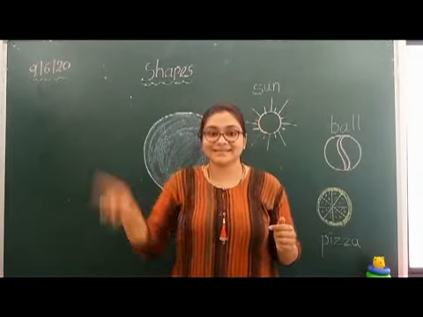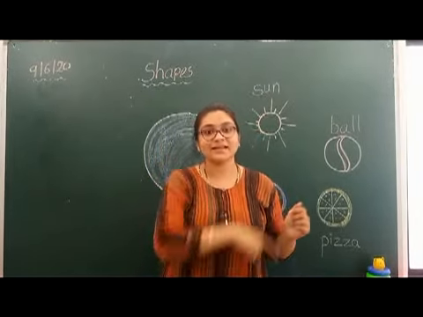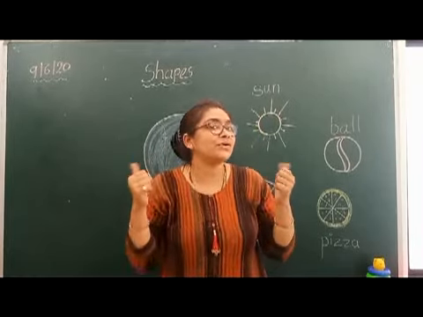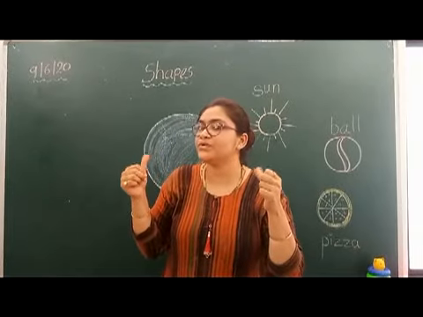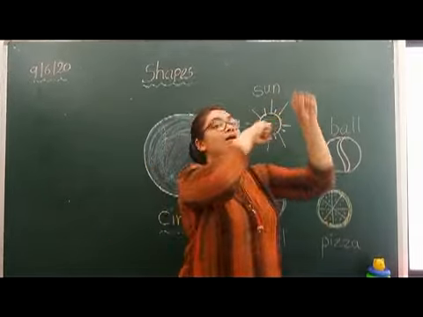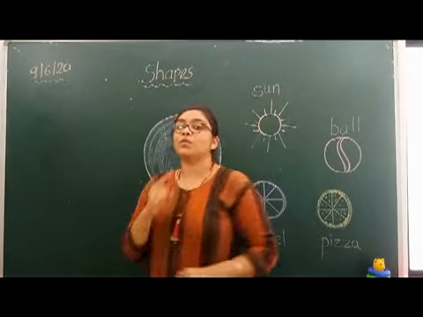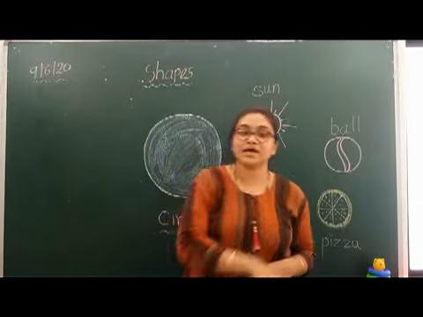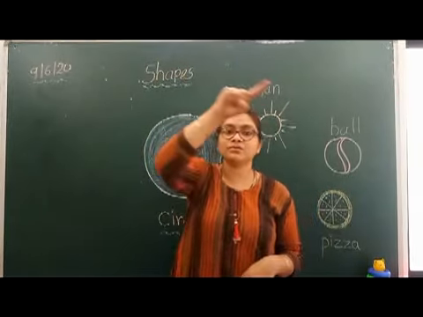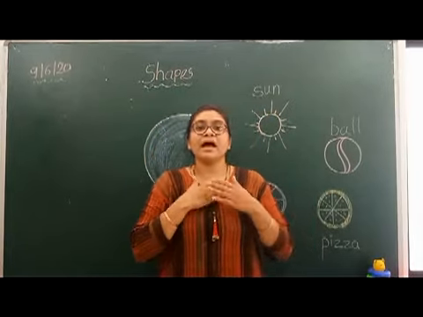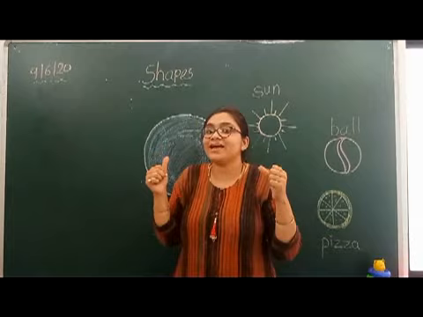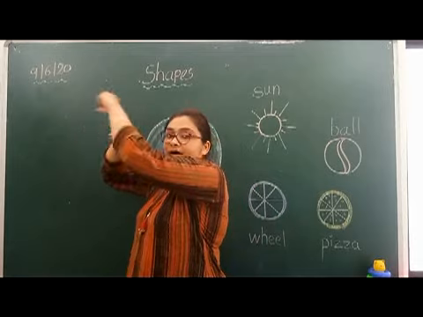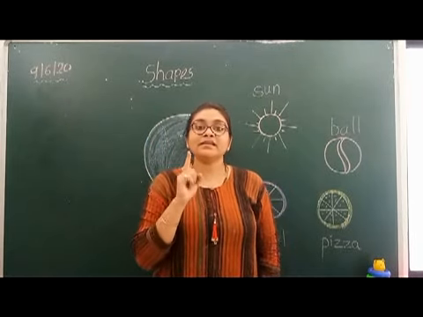Let's do one rhyme. I am a circle, I am a circle. Round and round, round and round. I have no corners, I have no corners. Roll around, roll around. One more time. I am a circle, I am a circle. Round and round, round and round. I have no corners, I have no corners. Roll around, roll around.